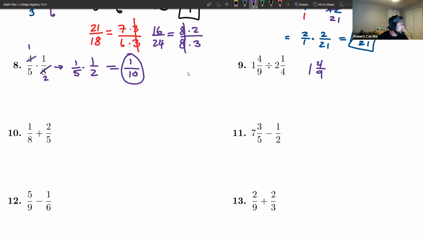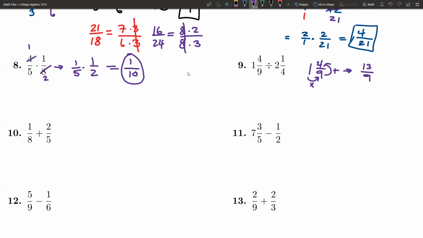So you guys know the shortcut fraction trick. Marvelous. So what we say is 1 times 9 is 9, and then we say 9 plus 4 is 13. So what this means is that 1 4/9 is also 13/9. Say it again: 1 times 9 is 9, 9 plus 4 is 13, and you put it over the same denominator of 9.